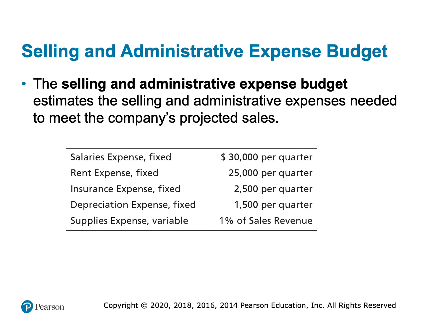All right, one more budget. I know that this has been an exceptionally long video, but one more budget before we take a break. And that is the selling and administrative expense budget. So these are all of the period costs, remember? Here we're told a lot of them are fixed: salaries, rent, insurance, depreciation. Only one cost is variable, and that is supplies, and it's 1% of revenue. So we'll need to refer back to our sales budget for that one.